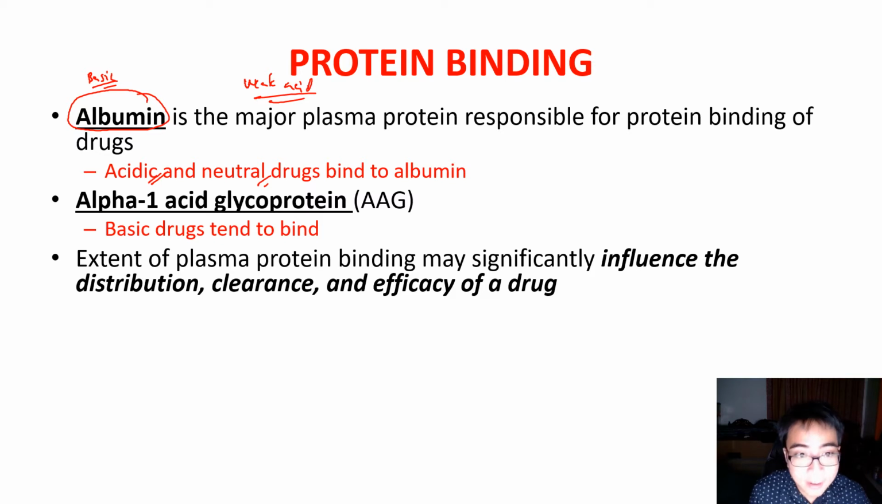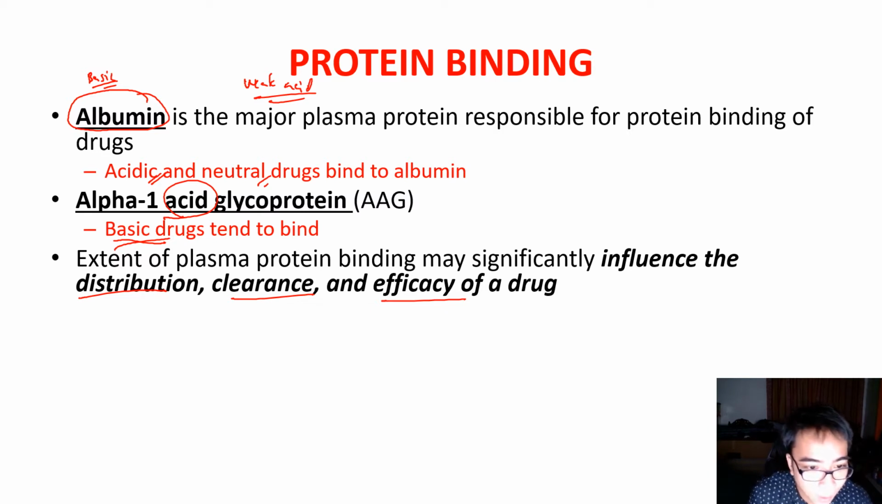On the other hand, ano naman yung mas madalas na nagbabind sa basic drugs? Anong protein na nagbabind sa mga basic drugs? The alpha-1 acid glycoprotein. Hope that makes sense, ha? Acid and base, right? So may affinity sila towards each other. So, the extent of plasma protein binding, class, may significantly influence distribution, clearance, and efficacy of drugs, as I mentioned a while ago.